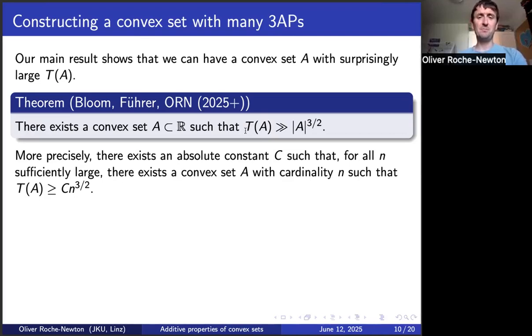This means that there's an absolute constant. For this to be interesting, it needs to be true many times. So what we're saying is that there is some constant C, a positive absolute constant C, such that we can find convex sets with this large number of 3APs for all sufficiently large sizes.